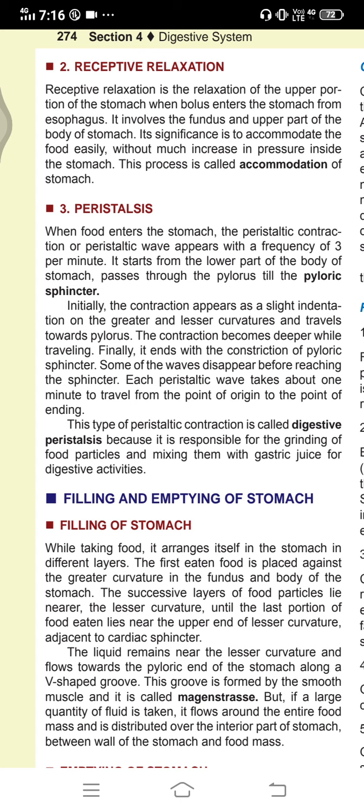The contraction becomes deeper when traveling. Finally, it ends with the constriction of the pyloric sphincter. Some of the waves disappear before reaching the sphincter. Each peristaltic wave takes about 1 minute to travel from the point of origin to the point of ending. This type of peristaltic contraction is called digestive peristalsis because it is responsible for the grinding of food and mixing it with gastric juice for digestive activity.